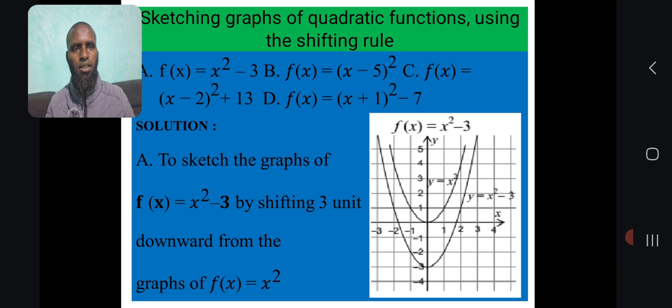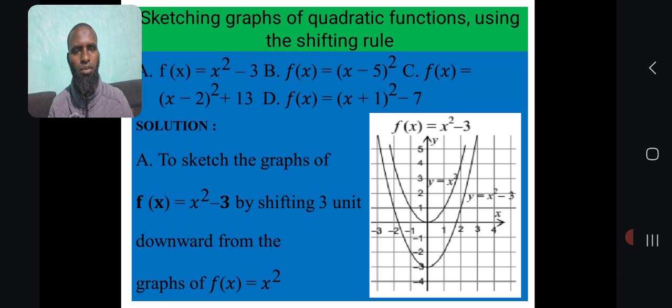When you come to sketching graphs of quadratic functions using the shifting rule, if we have given examples as on the screen, when we see the first part, A, to sketch the graph of f(x) = x² - 3 by shifting 3 units down from the graph of f(x) = x². The graph of x² is known, that is, it passes through the origin, which means it takes the origin at (0, 0).